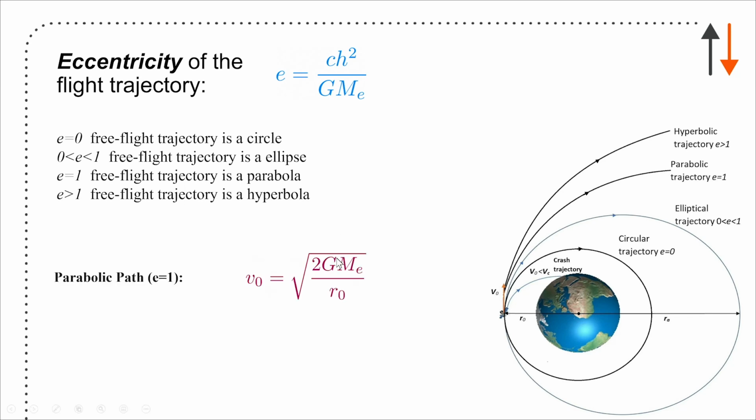So for two of these situations, first, if E is equal to 1, we can find out what V0, or the initial velocity, is, which would be the square root of 2GMe over r0. This will be for a case that the satellite follows a parabolic path, and it's basically on the border of never returning to its initial starting point. And this velocity is called escape velocity.